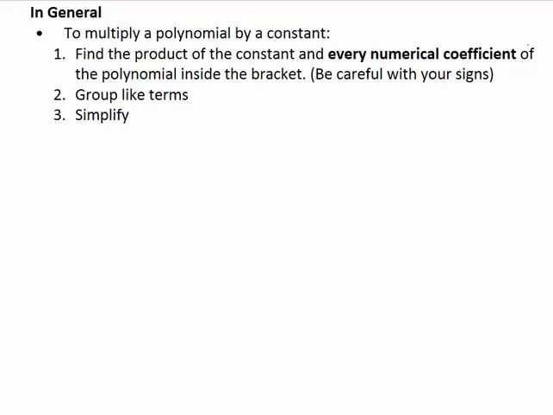Now that we've worked through a few examples, these steps will make more sense to you. In summary, to multiply a polynomial by a constant, you first find the product of the constant and every numerical coefficient of the polynomial inside the brackets, and you have to be careful with your signs when you're multiplying. Then you group all the like terms together, and then you simplify so you combine all of the like terms. I just want to point out that this first step, step 1, is actually the process of distributive property.